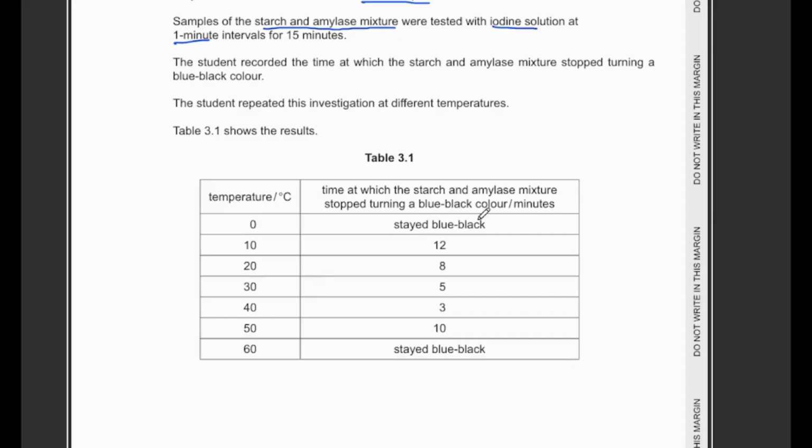At 0 degrees Celsius, the iodine solution stays blue-black. Okay, that means iodine is showing the reaction with the starch. Now at 10 degrees Celsius, it is 12. Okay, the time at which the starch and amylase mixture stops turning blue-black. So 12, 8, 5, 3, 10 and stayed as blue-black here. At this temperature it is blue-black, and at 0 degrees Celsius also it is blue-black, but in between it is showing you the time at which the mixture stops turning blue-black.